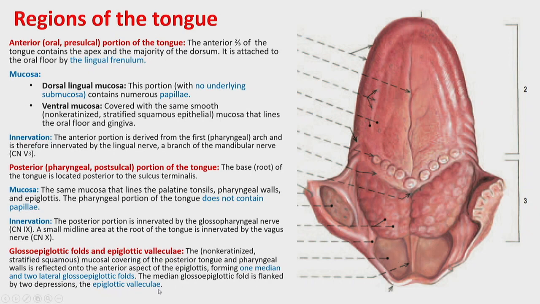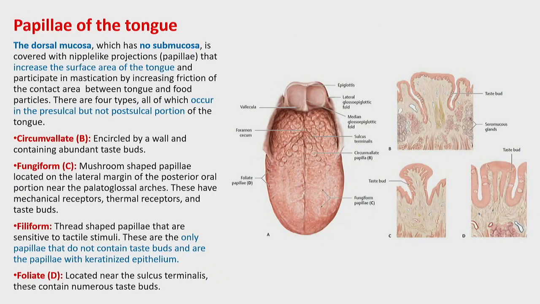This is the fossa where, when you are eating and chewing, the food goes backward and accumulates here in the epiglottic vallecula, ready for swallowing. And when it's swallowed, the epiglottis is pushed downward and closes the passage to the larynx, which is the respiratory tract, and the food continues to the pharynx, and then is directed to the esophagus.